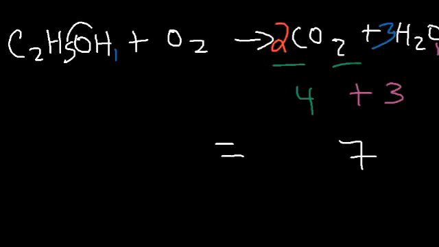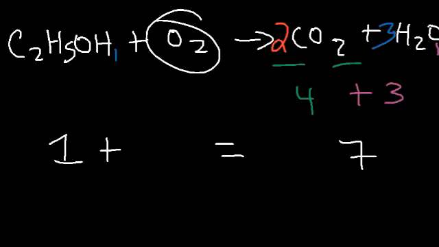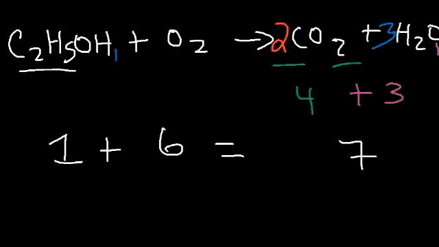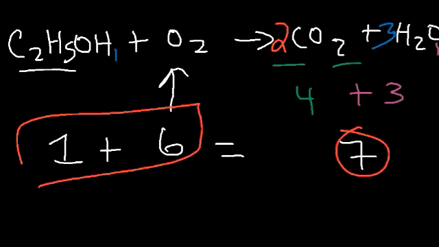Now notice that we already have an oxygen atom in ethanol. So what number do we need to put in front of O2? Since we already have one oxygen atom on the left side in ethanol, we need 6 oxygen atoms from the O2 molecule, because 1 plus 6 is 7. So 6 divided by 2 is 3. Therefore, we need to put a 3 in front of O2.